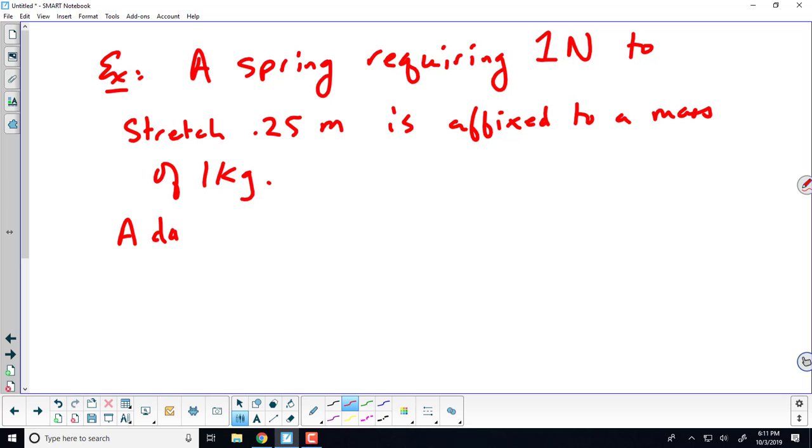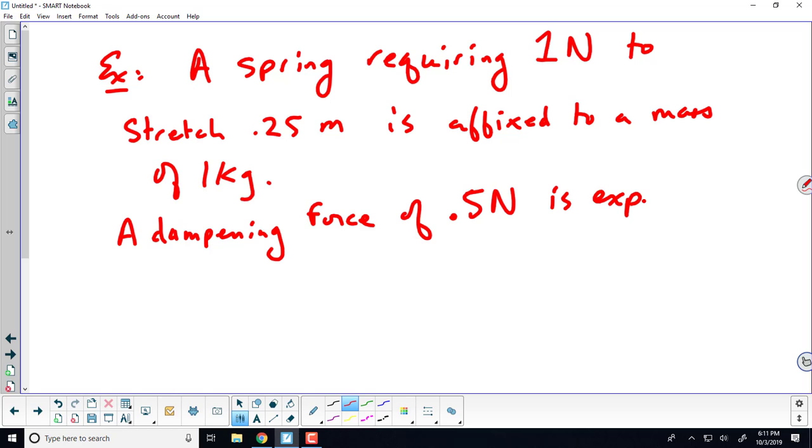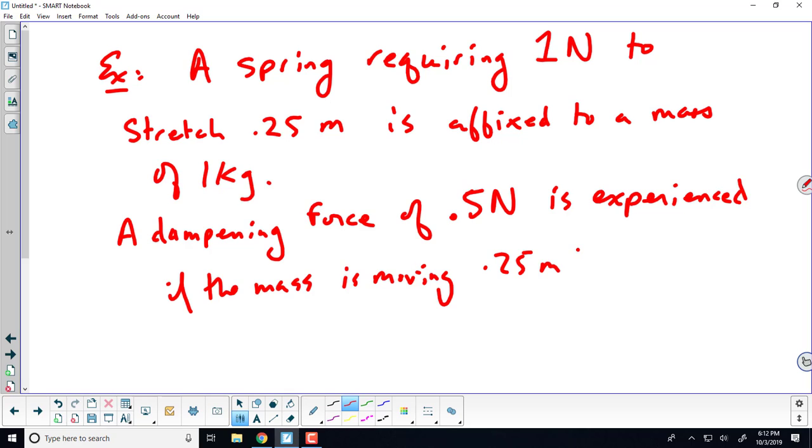Dampening force of 0.5 newtons is experienced if the mass is moving 0.25 meters per second.